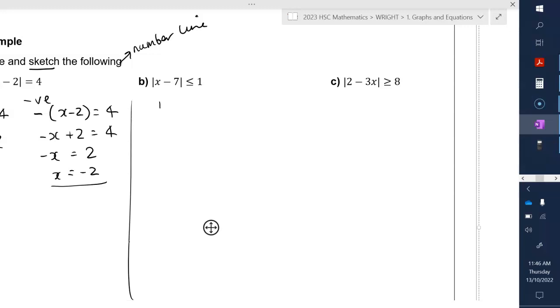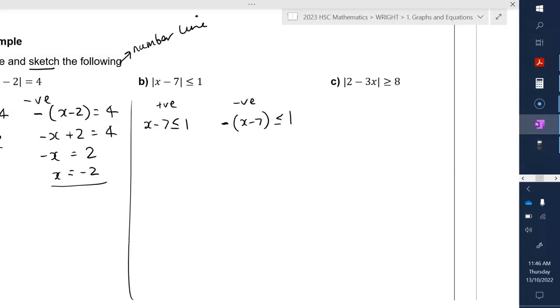We need to look again at the positive and the negative versions of this inequality. So I'm going to take it as x minus 7 is less than or equal to 1. That's our positive version. And our negative version, I'm going to take as minus (x minus 7) is less than or equal to 1.